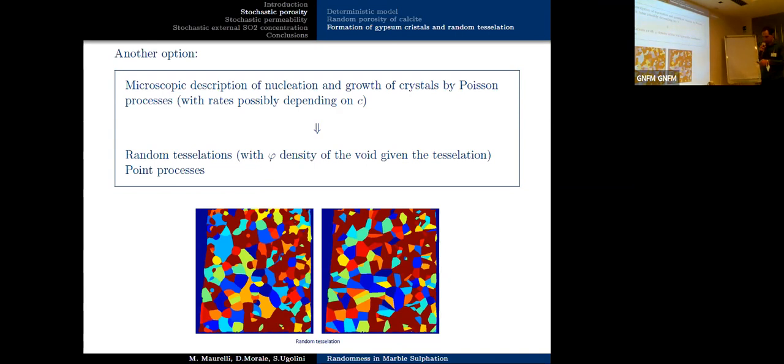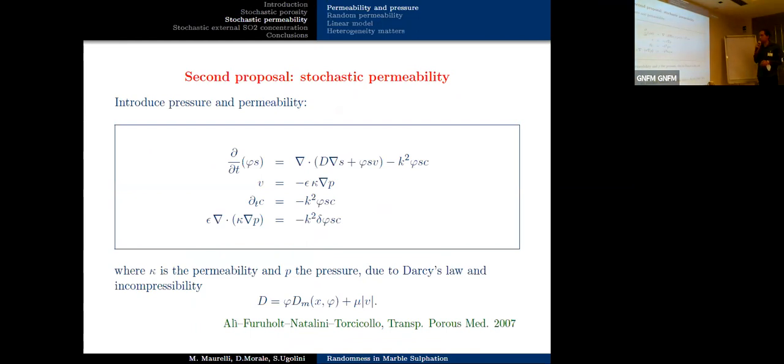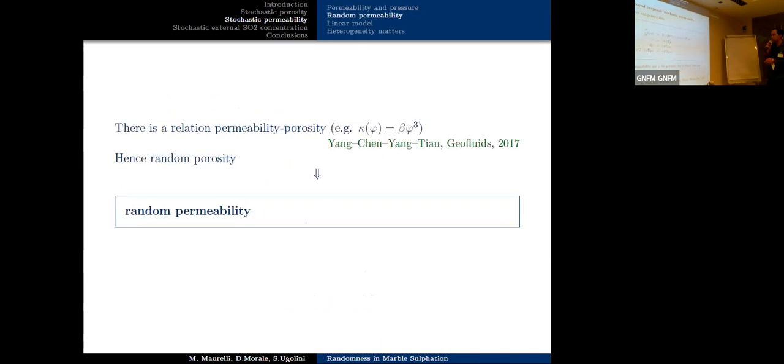Let me go to the second proposal, which is actually very much related, which is about stochastic permeability. Again, I'm lucky because this model was already presented by Roberto Natalini. So the idea is to introduce the movement of the air within the material, and this brings pressure and in particular permeability. Right? We don't care exactly here about the form of this equation. My main point here is that permeability and porosity are not the same.